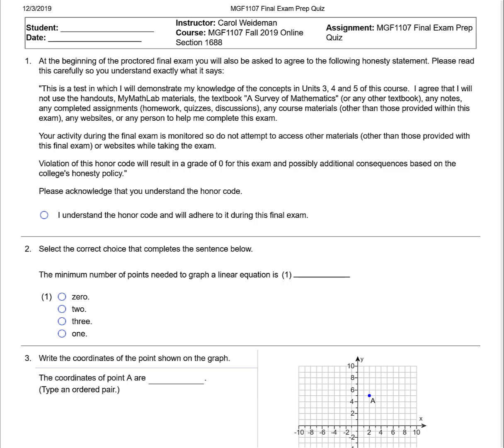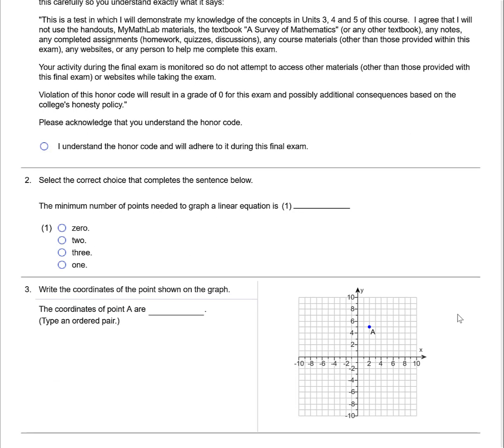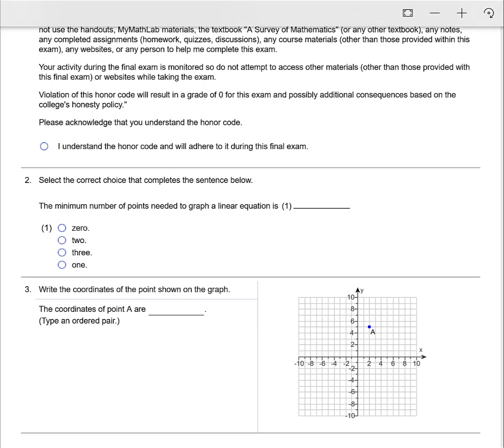The first question, the minimum number of points needed to graph an equation is, and of course we know the answer to that is you need at least 2 points. The minimum number is 2.